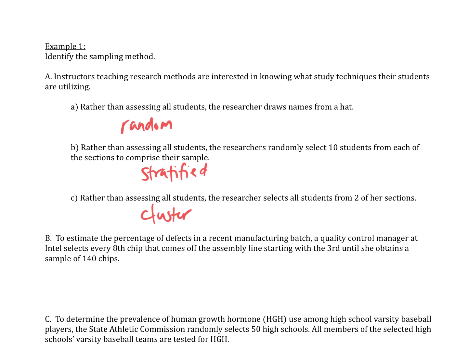To estimate the percentage of defects in a recent manufacturing batch, a quality control manager at Intel selects every 8th chip that comes off the assembly line, starting with the 3rd, until she obtains a sample of 140 chips. Systematic. And that is actually one of the most common uses of systematic, an assembly line type thing where you're just randomly drawing stuff, trying to make sure that it meets quality control. That is a very common method of that.